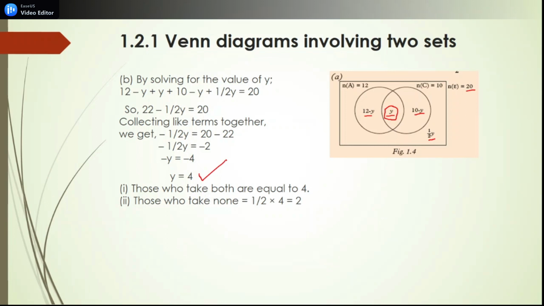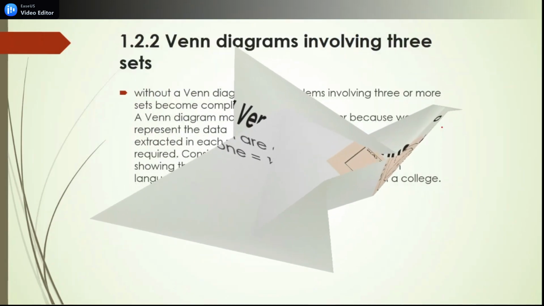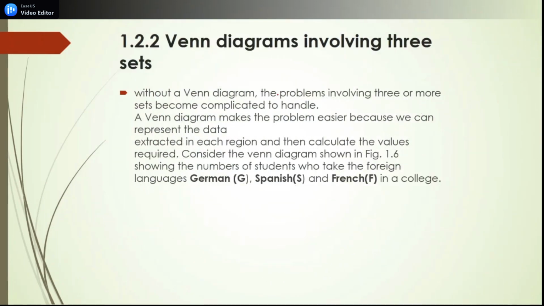Then after finding the students who take both, we can find the students who take nothing, no one, between art and chemistry. Taking the value of y, we divide it by 2, and we find the value of 2, meaning students who take no one between art and chemistry is 2. So we have a point of Venn diagram involving 3 sets.